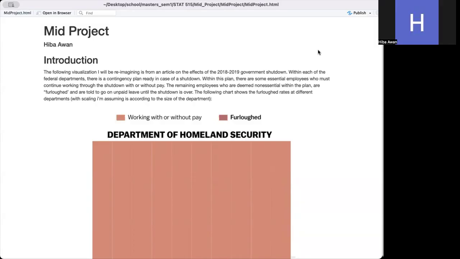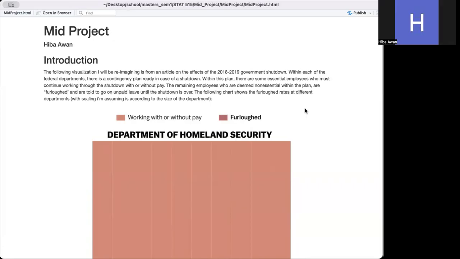Well, so for my mid project, I started out really interested in the government shutdown that's currently happening. I originally began by looking for a visualization based on data on the current shutdown, but as it is still in progress right now, there isn't any set data that I could find or any visualizations.